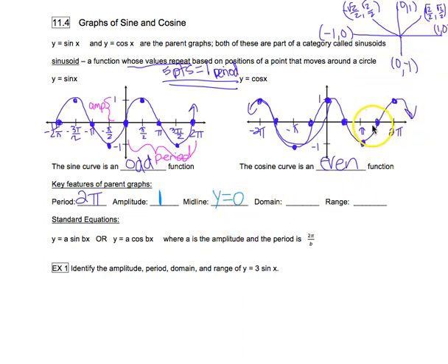Domain. For my x values, I put arrows here for a reason. I can just keep going around the circle as many times as I want. If I want to go in the negative direction, I can just keep going around the circle. So that means that the domain is all real numbers.